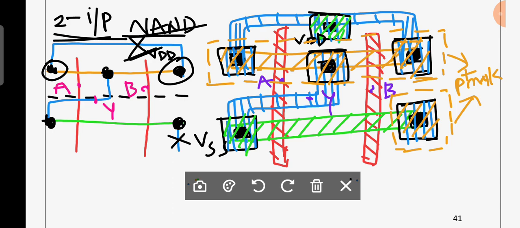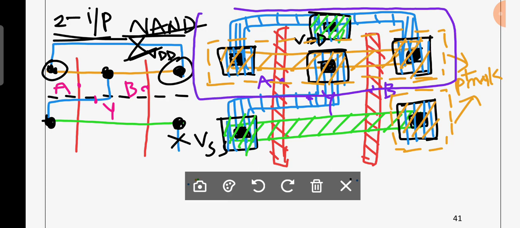If it is a N well, entire P mask should be covered. If it is a P well, entire N mask should be covered. Let us consider it is a N well now. Now entire P mask should be covered. I don't have sufficient space. Okay, now this becomes what? N well.